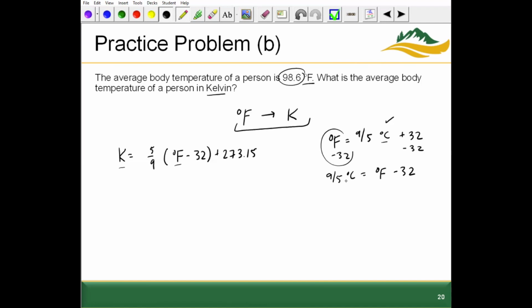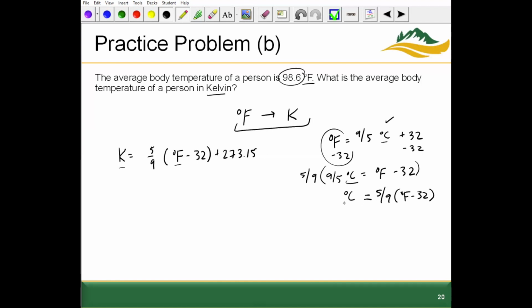Then to further simplify this, we want degrees Celsius on its own. That means we need to multiply both sides by 5/9 in order to cancel out these fractions. That means that degrees Celsius will equal 5/9 times degrees Fahrenheit minus 32.